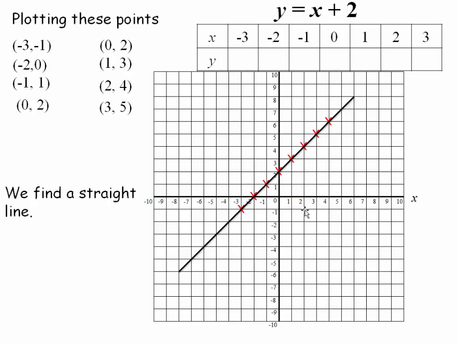So here we have 3 and up 5, so this is this point plotted. This one is -3, -1, so that's that point. Plot all the points and connect them together with a straight line.